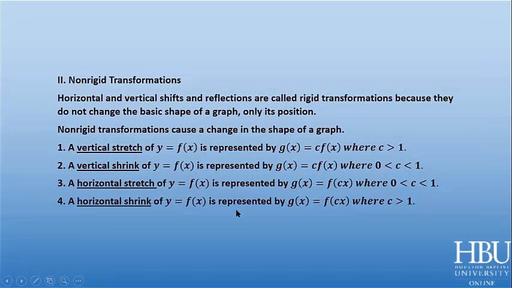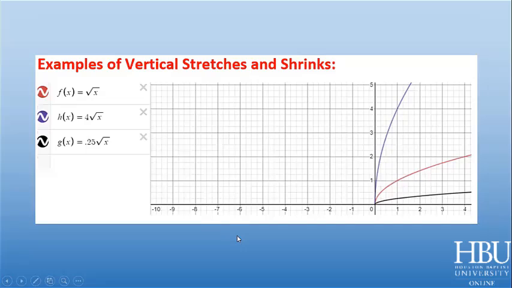Horizontal stretches and shrinks work a little bit counterintuitively at first, but I think in a minute you'll see why they work the way they do. Here, if I take a number c between 0 and 1, and I replace x with c times x, and define g of x to be f of c x, that is actually a horizontal stretch of f. If I take a number c greater than 1 and replace x with c times x, and define g of x to be f of c x, then g is actually a horizontal shrink of f. Let's see how this works.